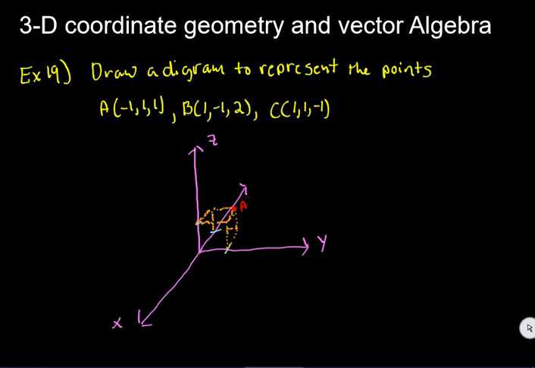Now for B, B is the point x equals 1. I'll make it right about there. And then -1 for y, so it's going to be going the opposite direction, right? This way would be the negative direction of the y-axis, so it would be -1. I'll try to draw it like that. And then the z would go up to 2, so like right about there.